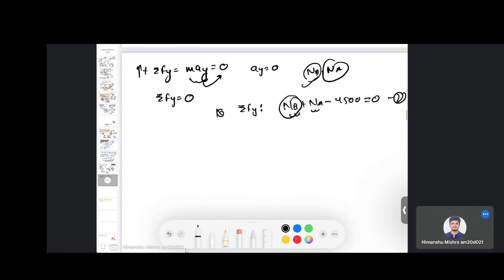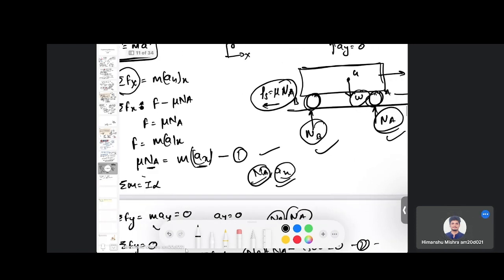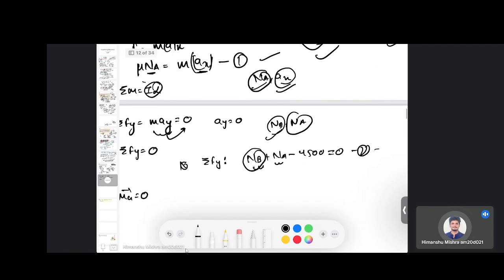That will be the summation of moment at point G. Basically, the summation of moment will be equal to I times angular acceleration. But since this vehicle is moving in the horizontal direction and not in the vertical direction, there is no rotational motion exhibited by this vehicle. There is only translational motion. Therefore there is no angular acceleration.